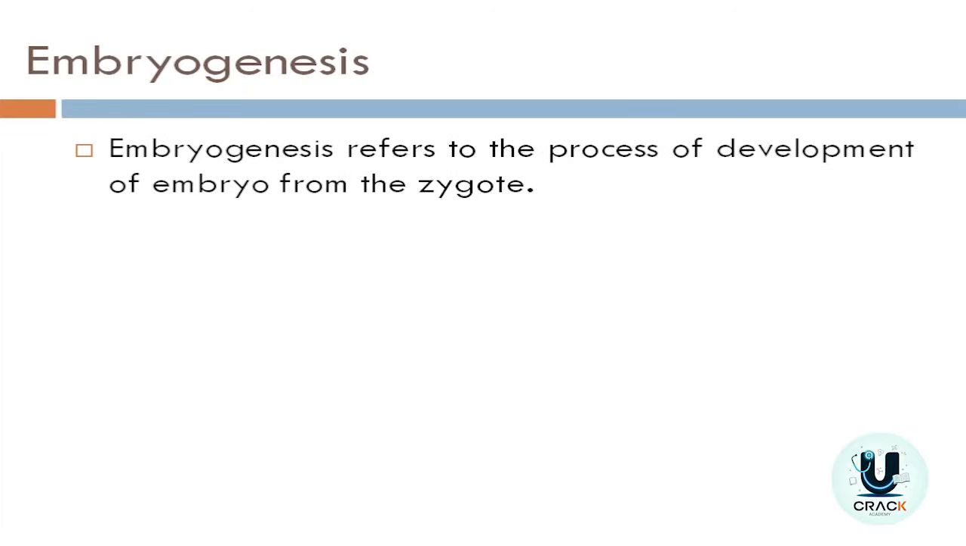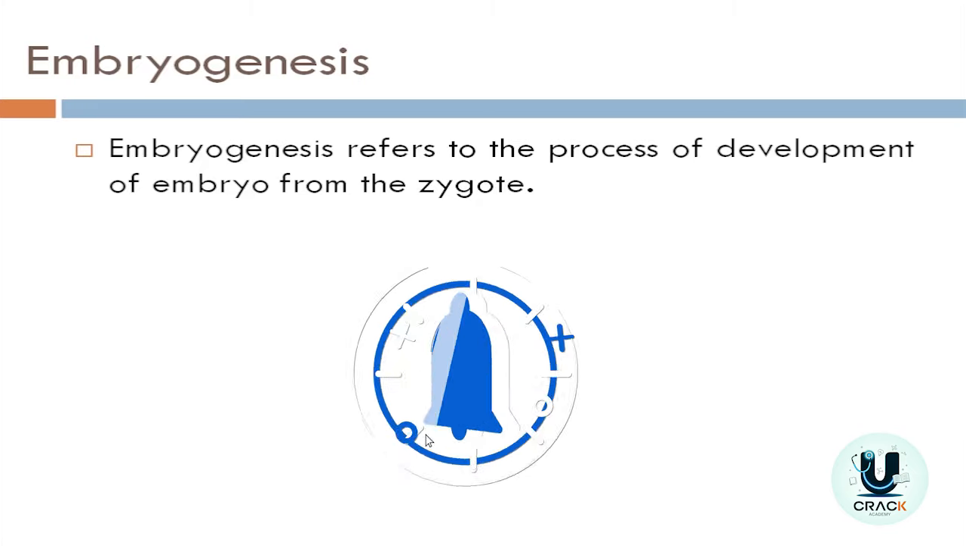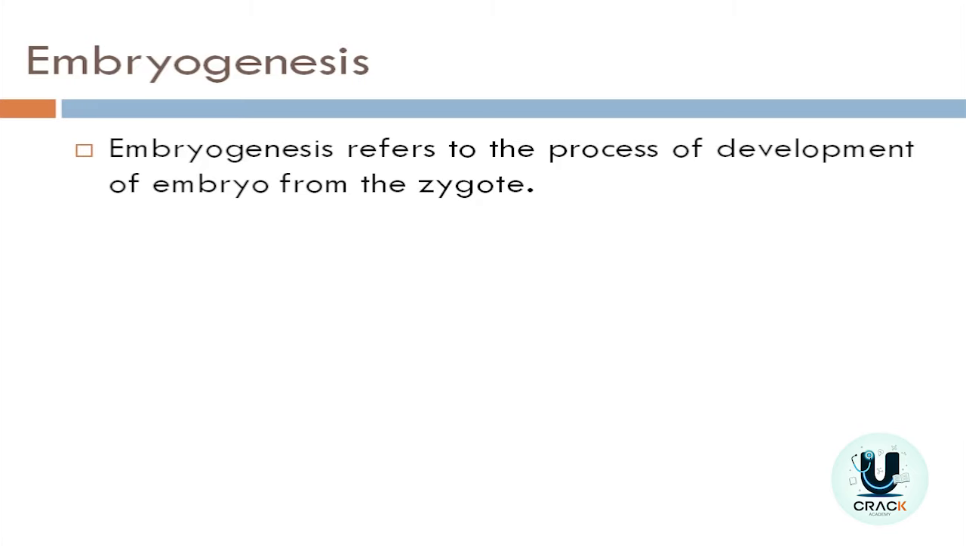Embryogenesis. Embryogenesis refers to the process of development of the embryo from the zygote. The zygote undergoes cell division, that is called mitosis, and cell differentiation.